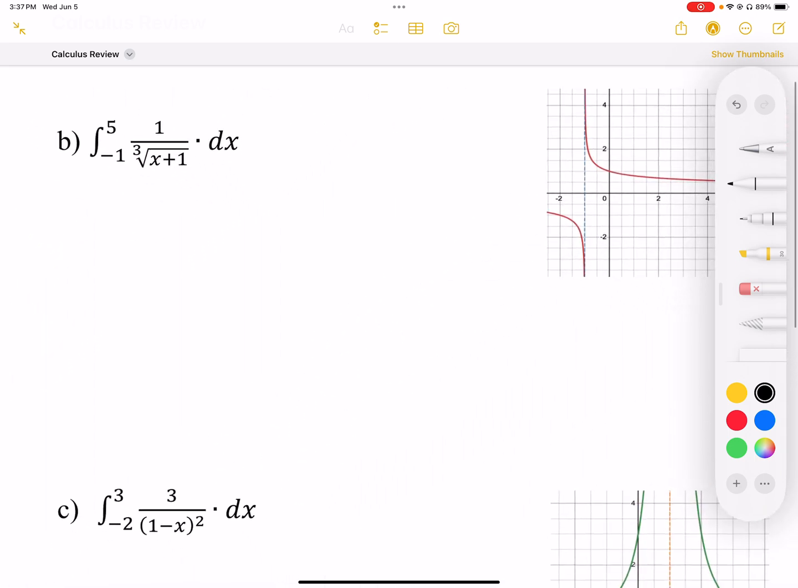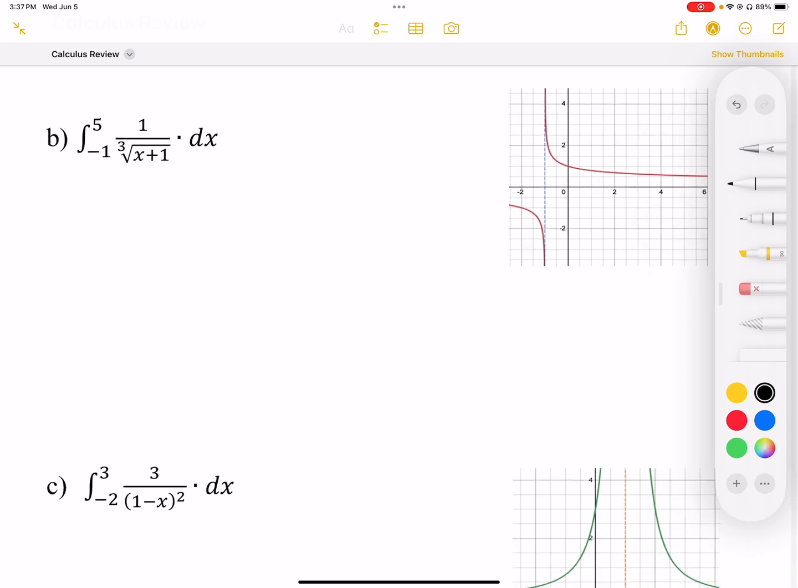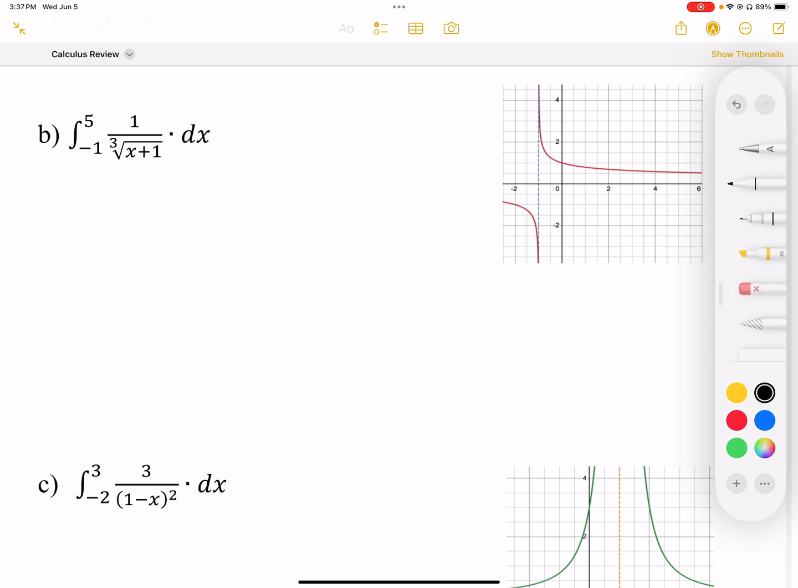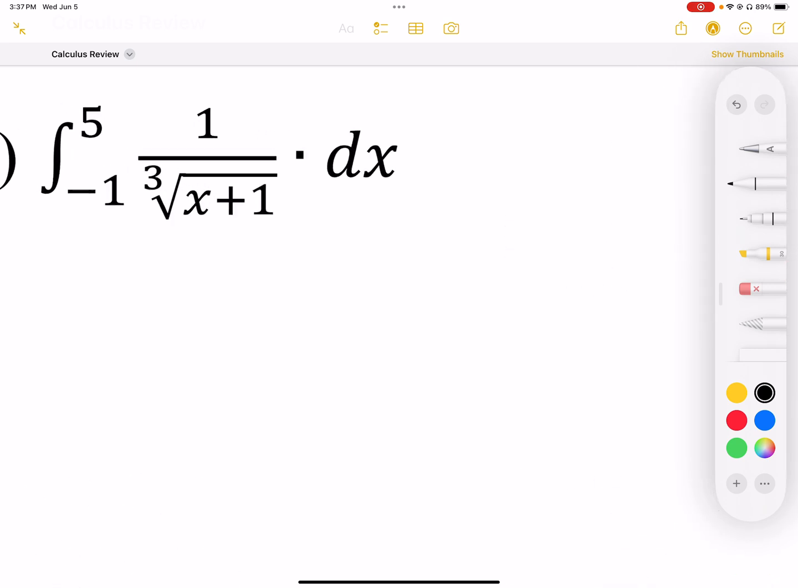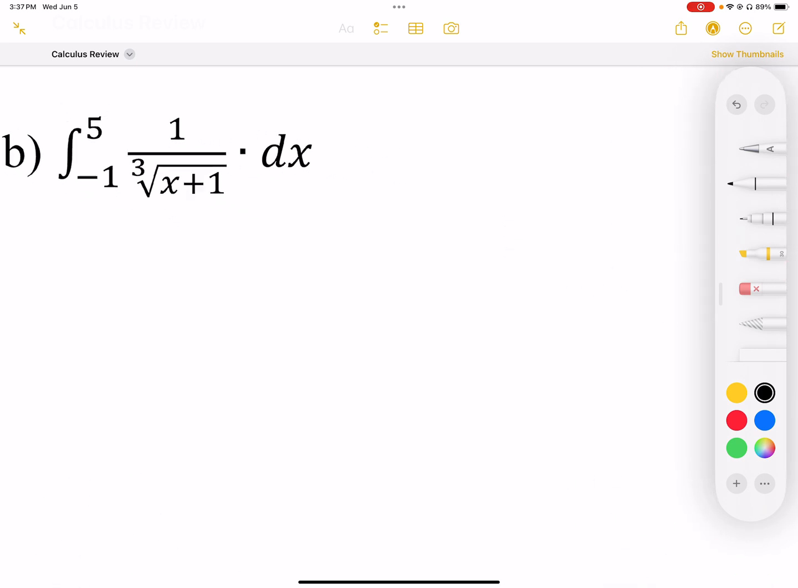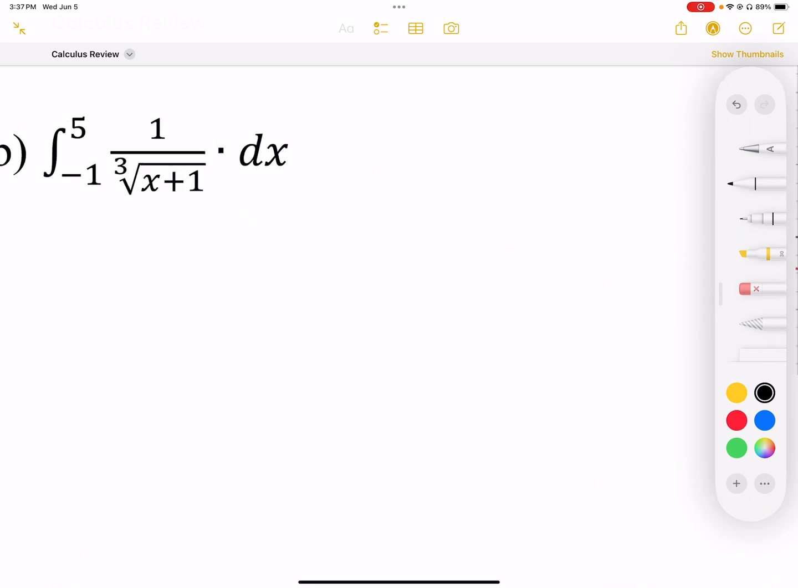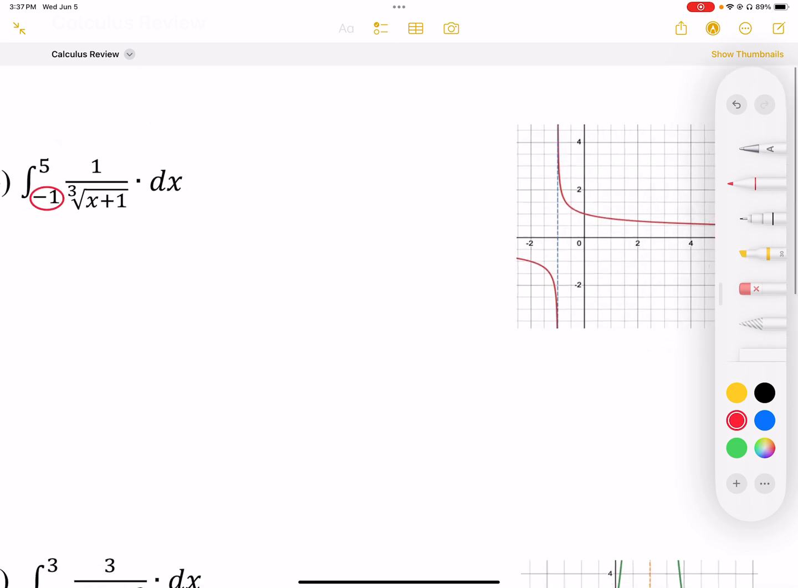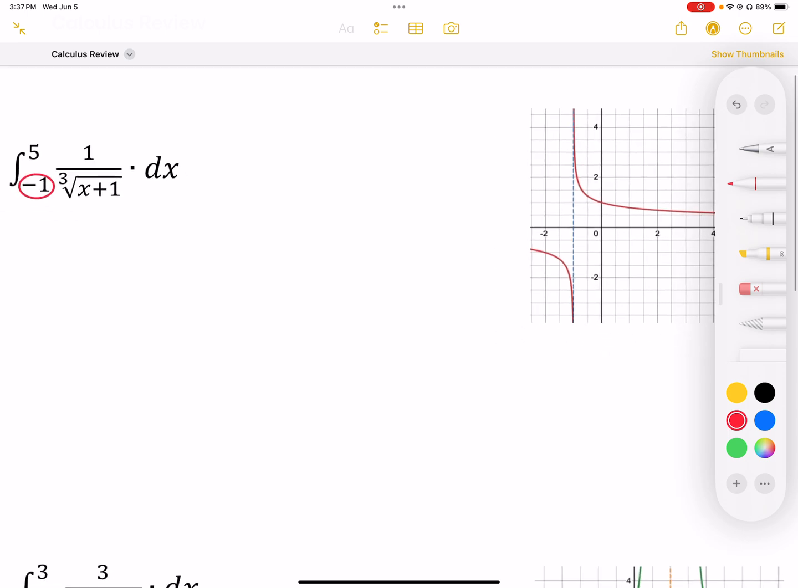This next one, b, is an unbounded integral as well. Now it's hard to recognize unless you remember that there's a vertical asymptote at x equals negative 1. That's what makes the denominator equal to 0. And it also happens that I am integrating up to the asymptote at negative 1. So this means I need an improper integral. I need to use a limit when I'm doing this. So the graph looks like this.